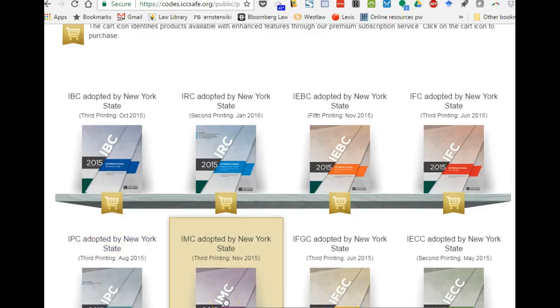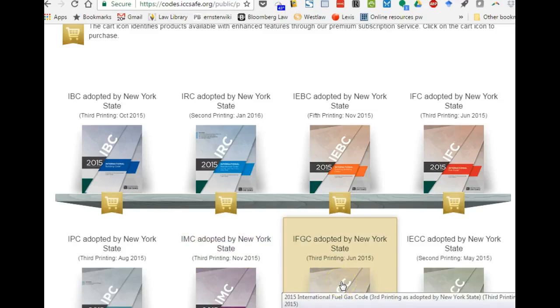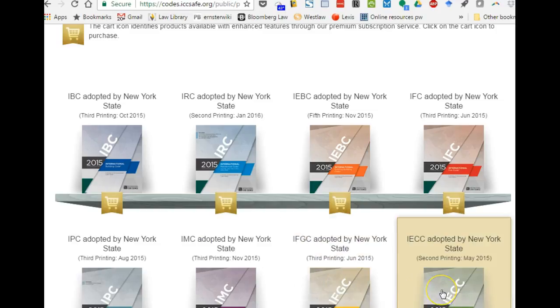And these are all adopted by New York State. International Mechanical Code. And this is Fuel Gas Code. I don't even know what that's going to cover other than fuel gas. And Energy Conservation Code. So these are all codes adopted by New York. And if you are practicing in that area, you need to be aware and familiar with that.